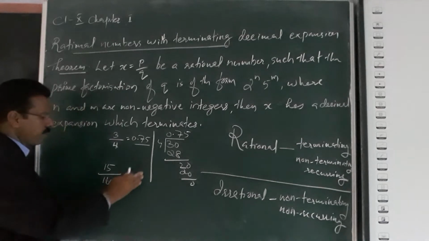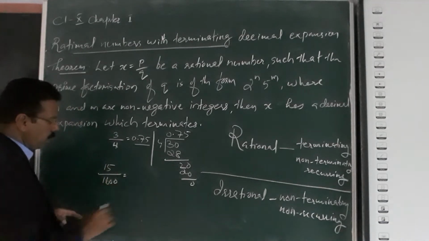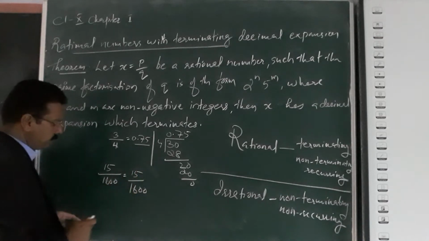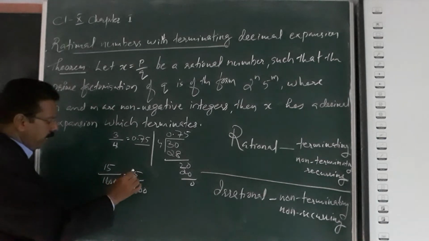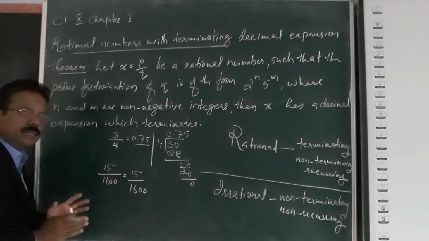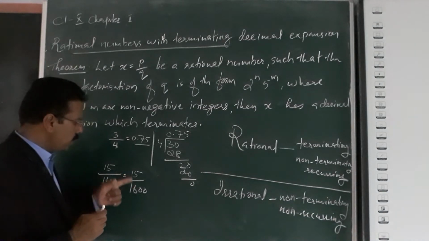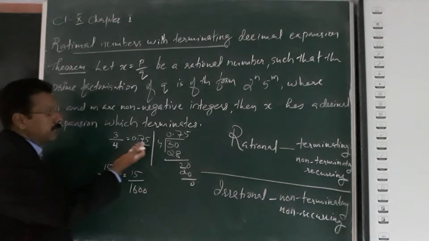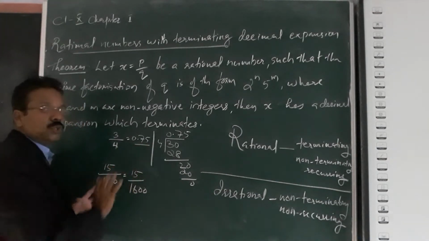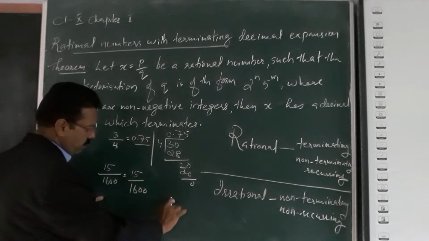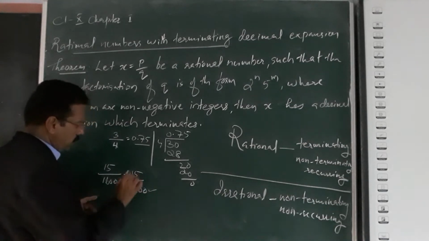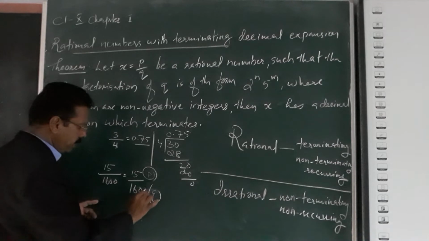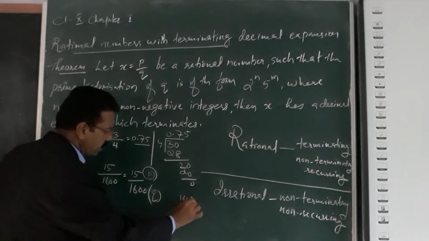But another case, this is also 15 divided by 1600. When you are dividing 15 by 1600, you will get a terminating decimal expansion. In order to know whether it is terminating or not, we can identify by a shortcut method. That method is: first take q. This is p and this is q. Only take the denominator, 1600.